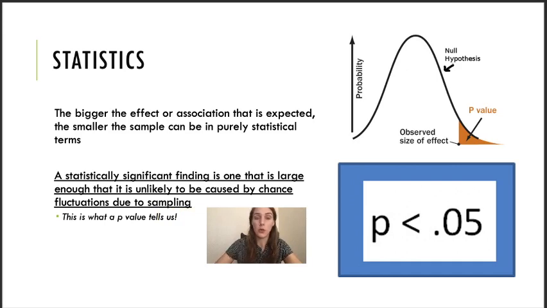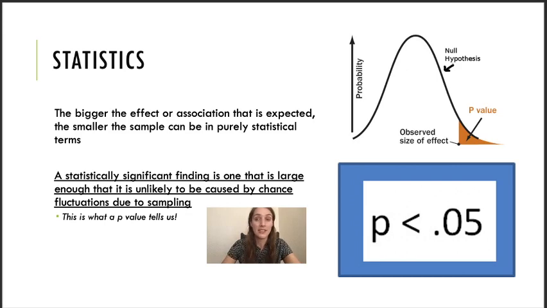So what is a p-value, or do we even remember this? A p-value is a probability, all right? So our hypothesis testing is based on probability, the unlikeliness that something were to happen. So the bigger the effect or an association that is expected, the smaller the sample can be in statistical terms. So this is sort of back to our sampling, that larger samples are better, right? Because we can detect more effects. But smaller samples, we can detect effects more efficiently in a smaller sample.